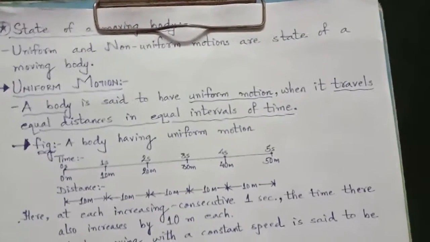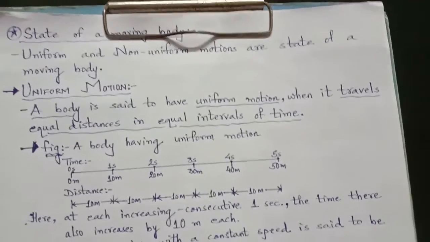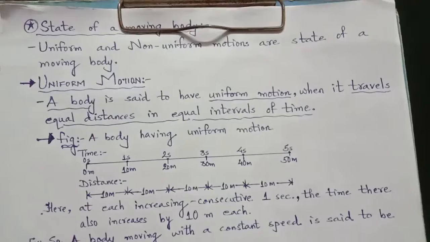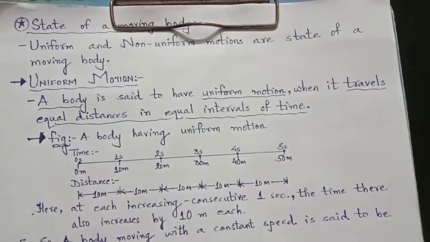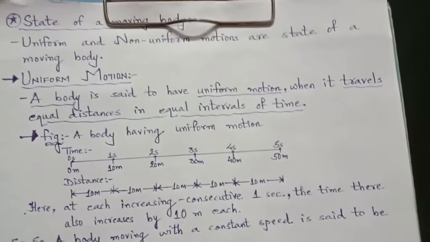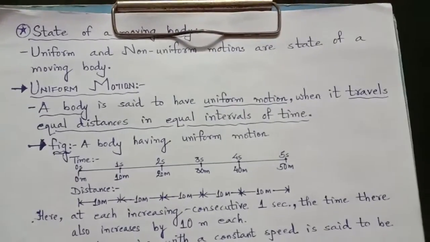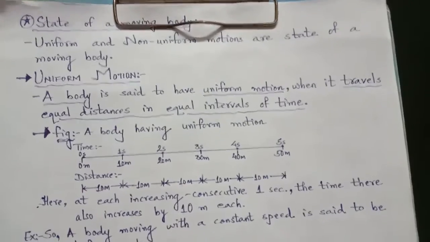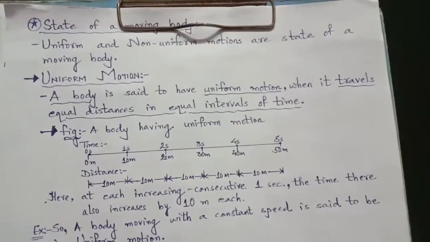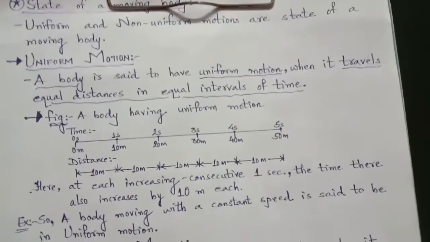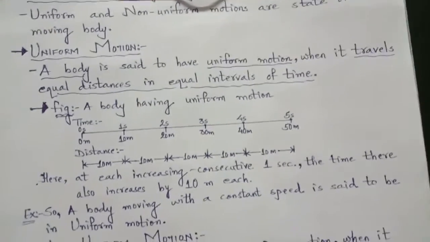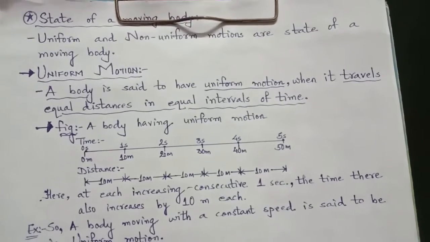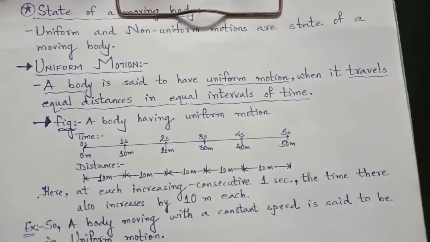Uniform means similar. When you come to school and wear uniform, you will look around, and each one of your classmates will be in the same type of clothes. That is called uniform. And now at present, when you are coming to the school, you are not in a uniform. That means non-uniform.